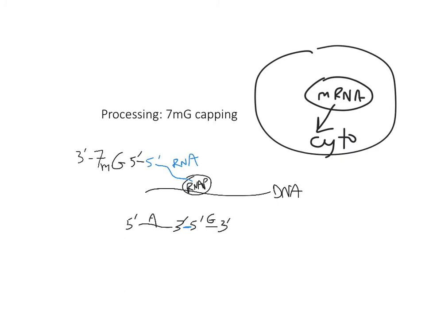So what I'd like you to take away from this is you just have to know that a processed eukaryotic transcript will have this 5' cap, 7-mG, 7-methylguanosine. If it doesn't have it, it's not a protein coding transcript. It's an RNA molecule that does something else, maybe like a ribosomal RNA.